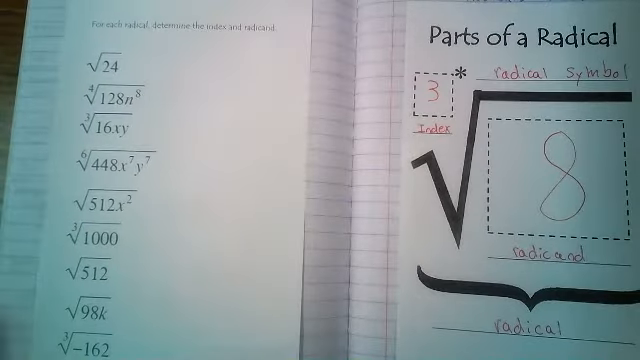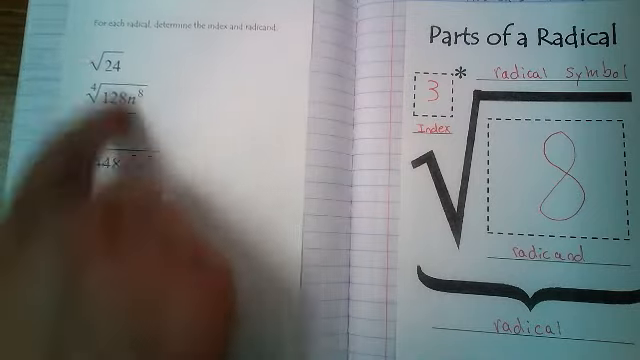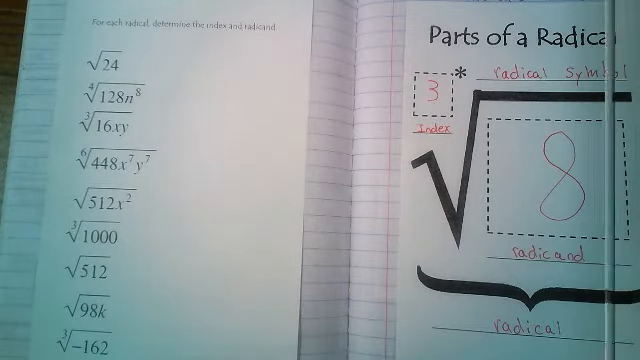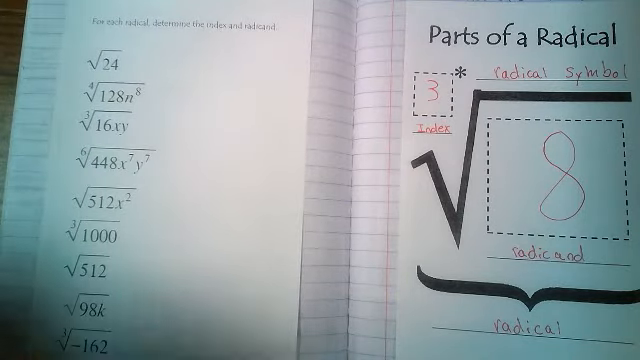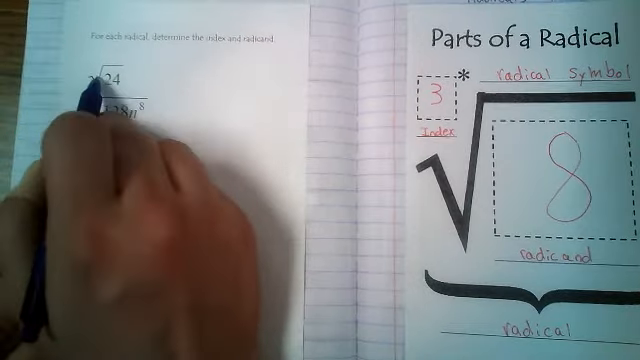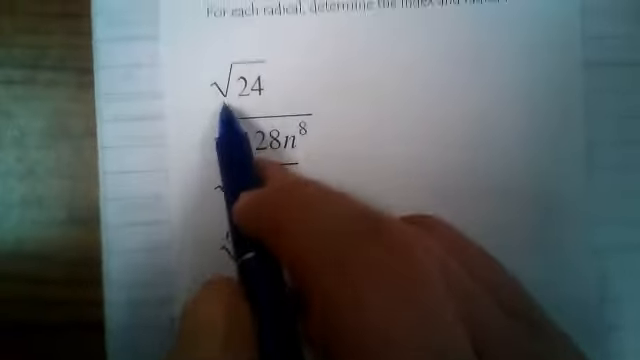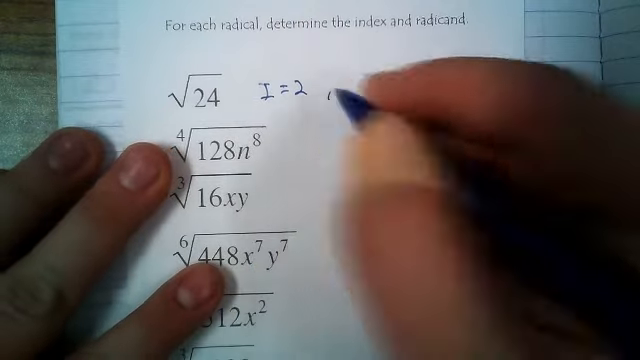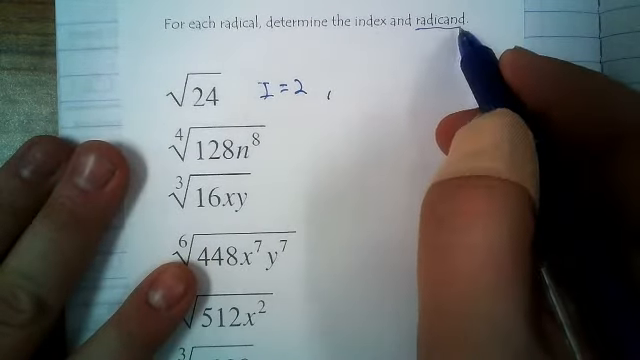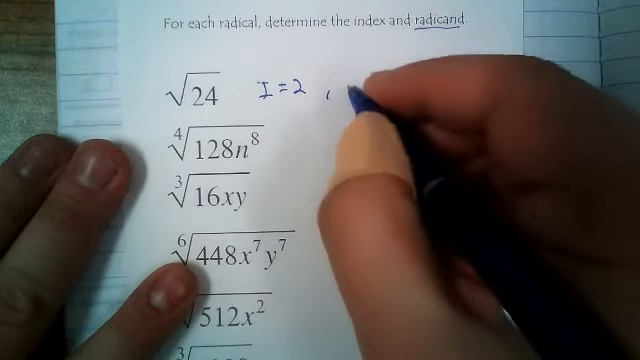So what you're going to do on this side is for each radical determine the index and the radicand. And I'm going to do the first 2 with you, and then you're going to do the rest and show your teacher to check your answer. For this first one here, the index, which would be the number here, isn't given. Right? So if it's not written, we assume that the index is 2. So I'm just going to put I equals 2. The radicand is the number inside the radical symbol, and that's 24.